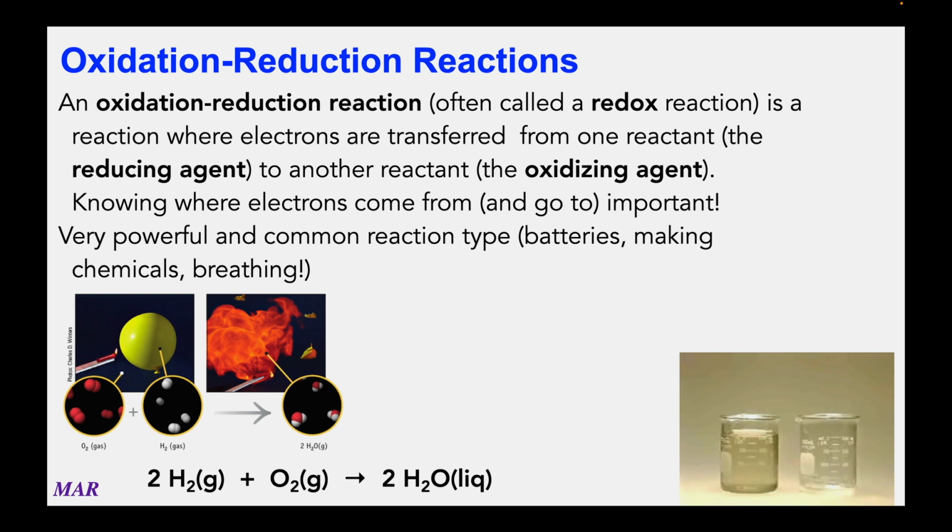It's also used in our bodies, like getting oxygen from the outside to inside is actually a type of redox reaction. So anyway, in a redox reaction, you have electrons that are transferred from one reactant, which is called the reducing agent, to another reactant, which is called the oxidizing agent. And it's important to know where electrons come from and where they go to in a reaction, all right? They're very common, they're very powerful, there's lots and lots of uses for it, and let's talk a little bit more about what a redox reaction is.